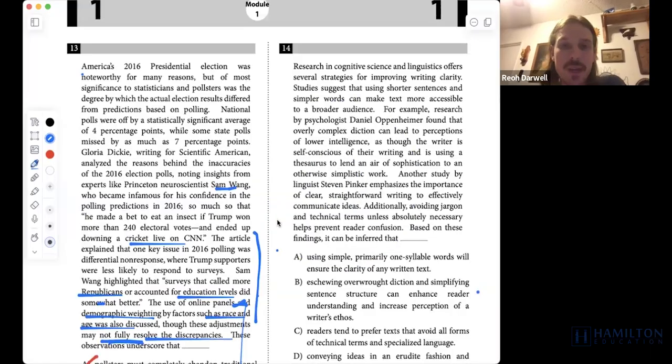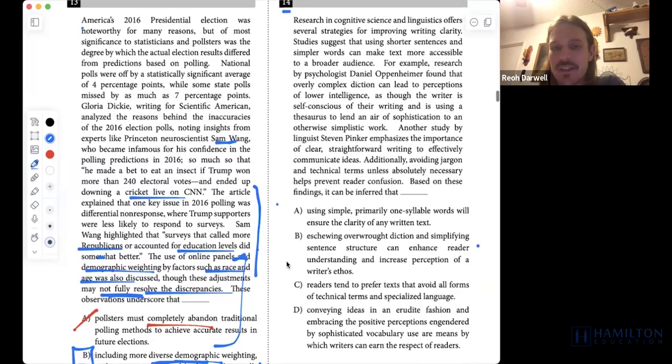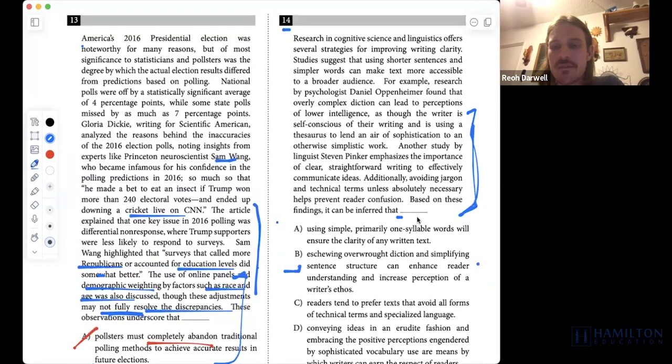All right, well, I'm hoping that my smart kids that we always have here at Hamilton found 14 at least a little funny, seeing as the correct answer choice, ironically, does exactly the opposite of all of these things suggested by linguist Steven Pinker and psychologist Daniel Oppenheimer, right? So ultimately here, we want to lead to this inference, this conclusion. How do we arrive there?